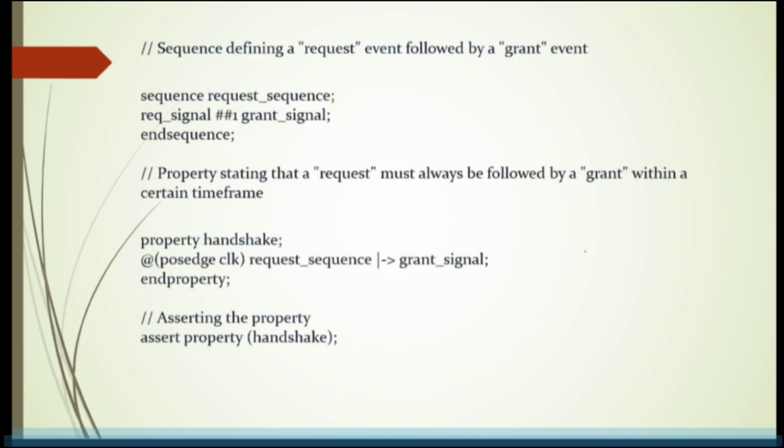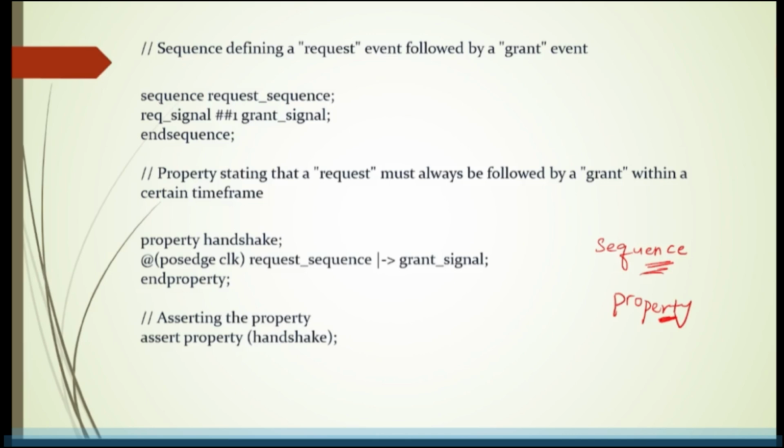So basically, in concurrent assertions, one is sequence and another is property. You have to remember these two things in concurrent assertions. So what is a sequence and what is a property? I'll just explain this with an example so that it will be clearly understood, like what a sequence is, what a property is, and what the difference between these two things is.